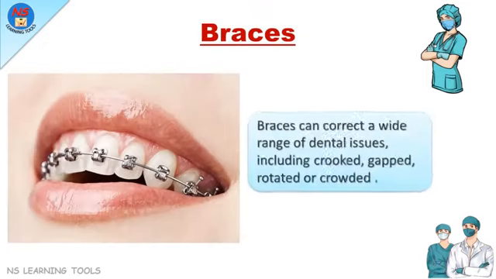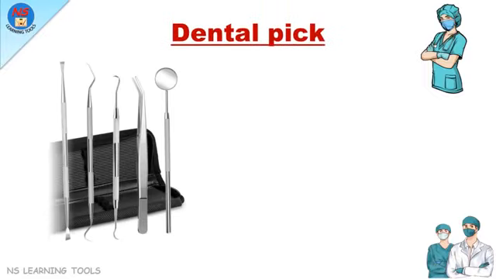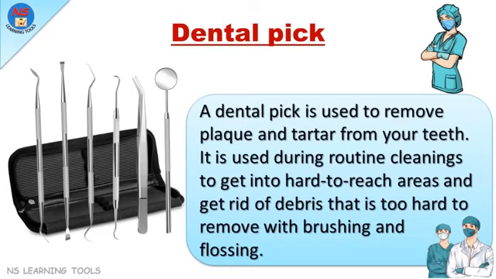Braces. Braces can correct a wide range of dental issues, including crooked, gapped, rotated, or crowded teeth. Dental pick. A dental pick is used to remove plaque and tartar from your teeth. It is used during routine cleanings to get into hard-to-reach areas and get rid of debris that is too hard to remove with brushing and flossing.